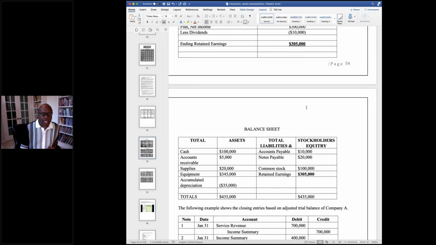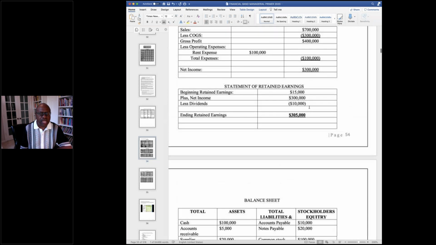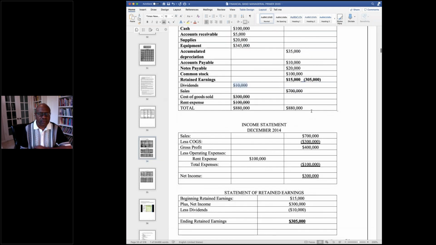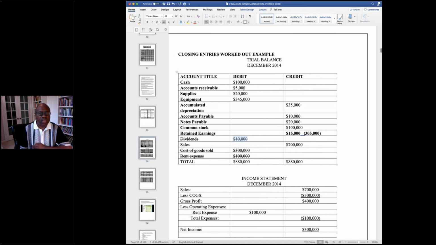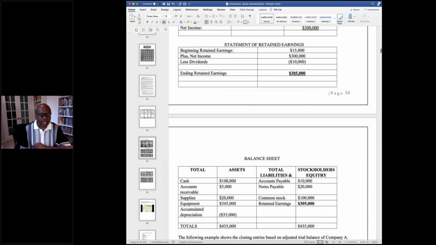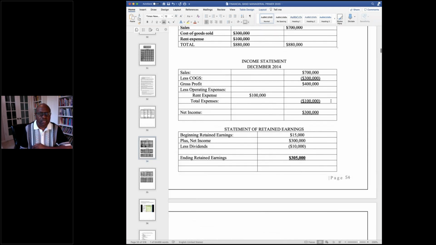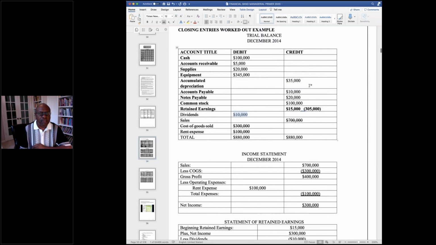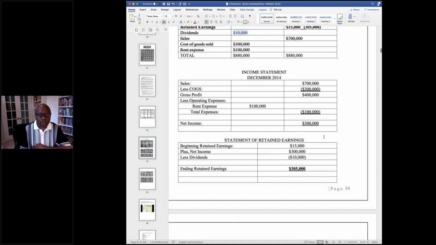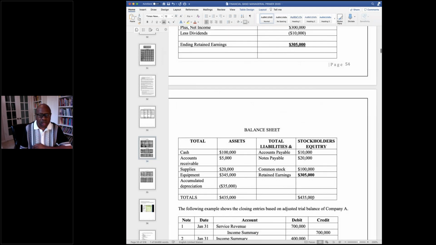Okay. And so when we do the balance sheet now, let's look at this balance sheet. These accounts, 100, 520, 345, they come right in, and accumulated depreciation is a contra asset account with a credit balance. That gives us total assets of 435. Then we're going to put our liabilities over here, permanent accounts, 10 and 20, and the common stock, and the new retained earnings, not the old one, but the new one. And so we are in balance.